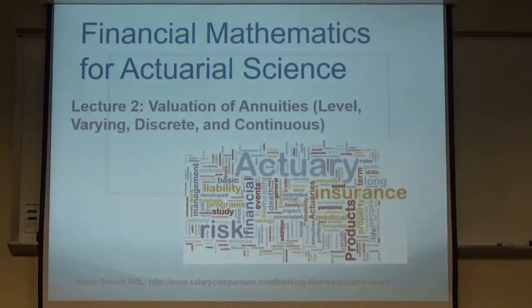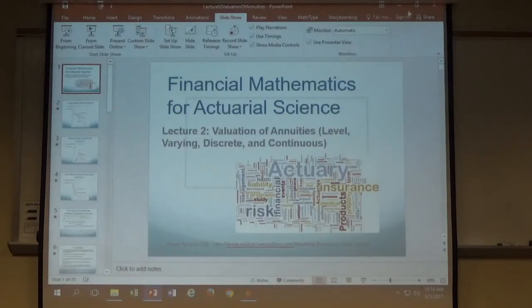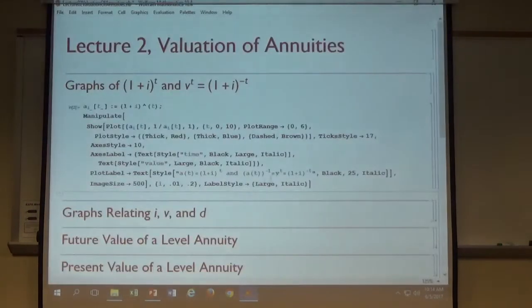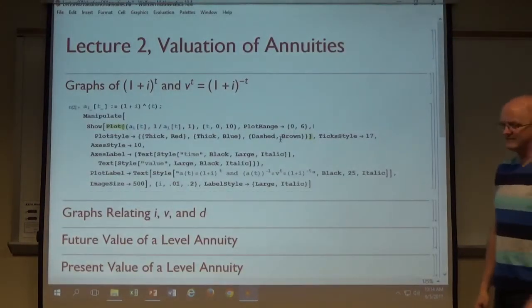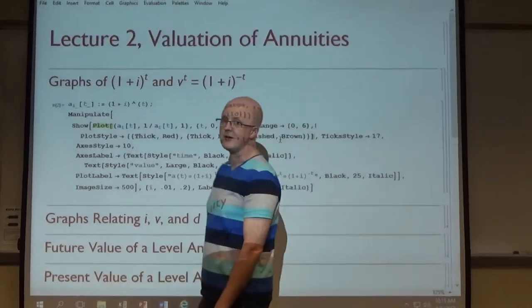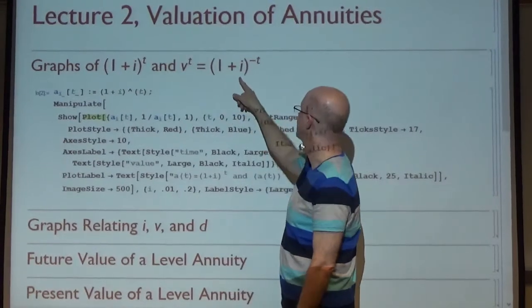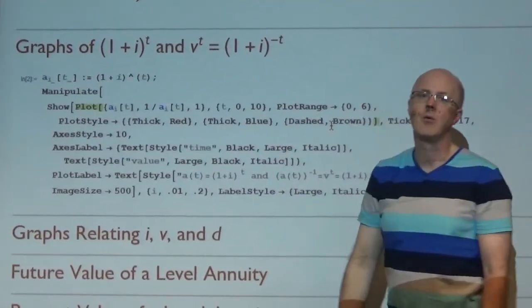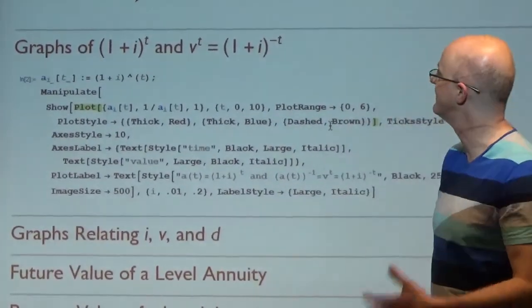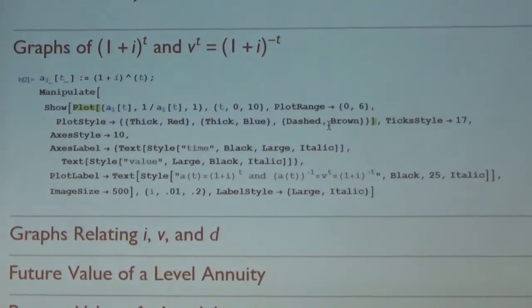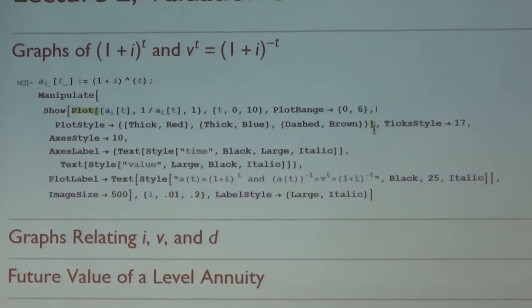Before I get into the main content of the lecture, I want to clean up some loose ends from lecture 1. One thing I want to do is show you a couple graphs. I want to graph some fundamental financial functions, (1+i)^t and v^t, which is the same as (1+i)^(-t), where i is the effective periodic interest rate, often an effective annual interest rate, and v is the effective discount factor.